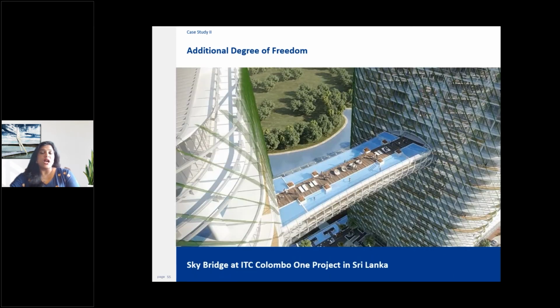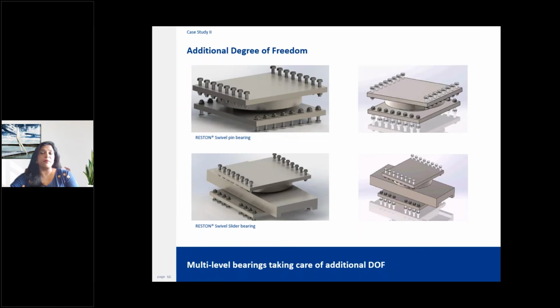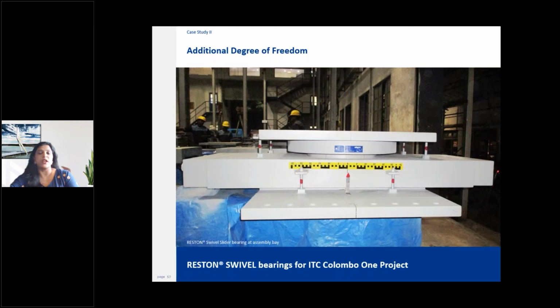The bearings for Sky Bridge at ITC Colombo 1 in Sri Lanka had a similar requirement. In this case, rest-on swivel bearings were proposed for joint 1, and rest-on swivel slider bearings were proposed for joints 2, 3, and 4. As you can see on the right side of the screen, the multi-level bearings cater to the additional degree of freedom by allowing in-plane rotation. And this is a photograph of the rest-on swivel slider bearing at the Mageba India workshop.